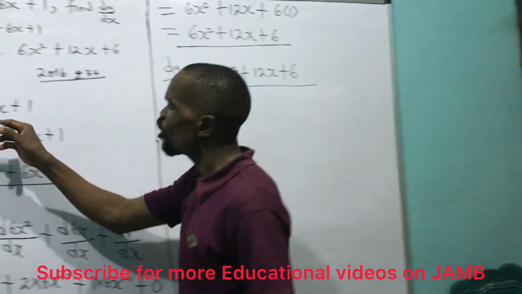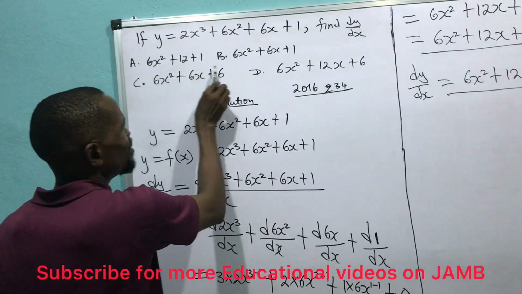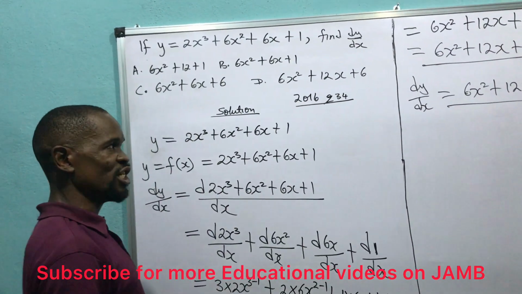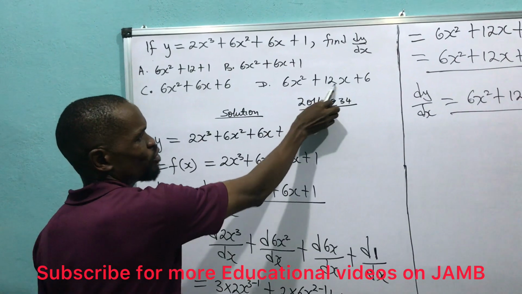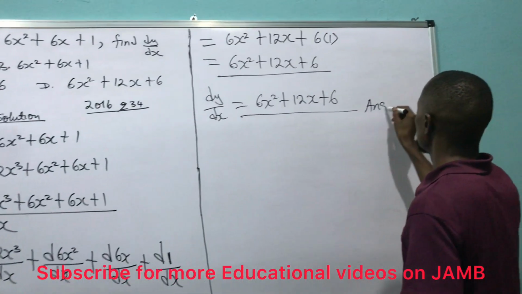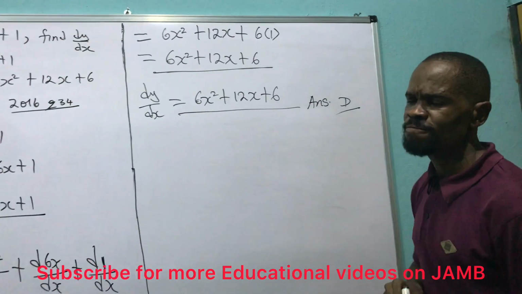If we go to the options, looking at the options, I find out that our answer is option D. Look at it, 6x squared plus 12x plus 6. And that's giving me that my answer is option D.